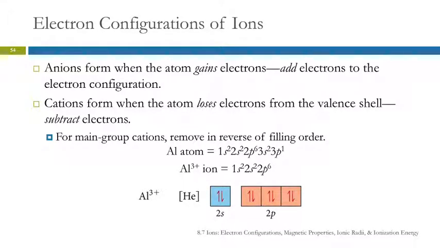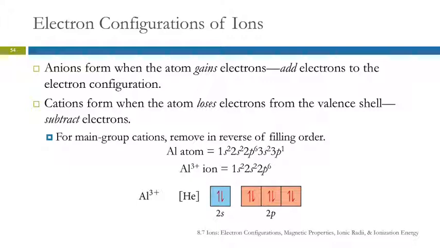Let's look at electron configurations for ions. When you get an anion, it's negative because it gained electrons, so you're going to add electrons to the electron configuration. Cations form when an atom loses electrons, so you take the electron configuration for the atom and you remove some electrons. When you remove electrons for the main group elements, they remove in the reverse order of filling.